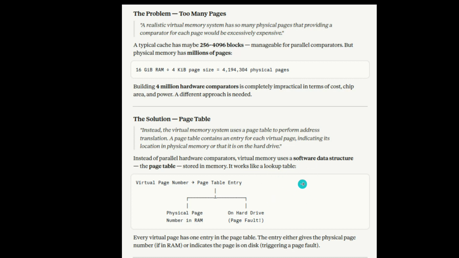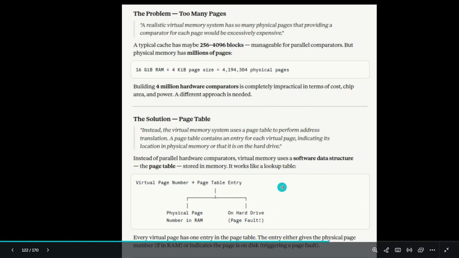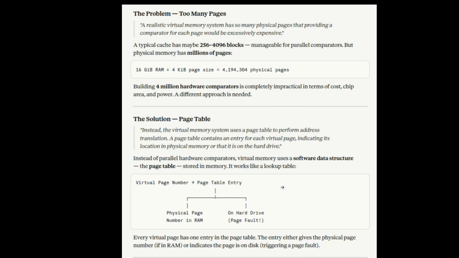So instead of putting in parallel hardware components, because when there are too many pages, we need too many comparators. Each of the physical pages would have comparators in them. Now the problem that arises is that virtual memory uses a software data structure, a page table, which is stored in the memory, and it would look like a lookup table. So virtual memory is using what here? A software data structure.